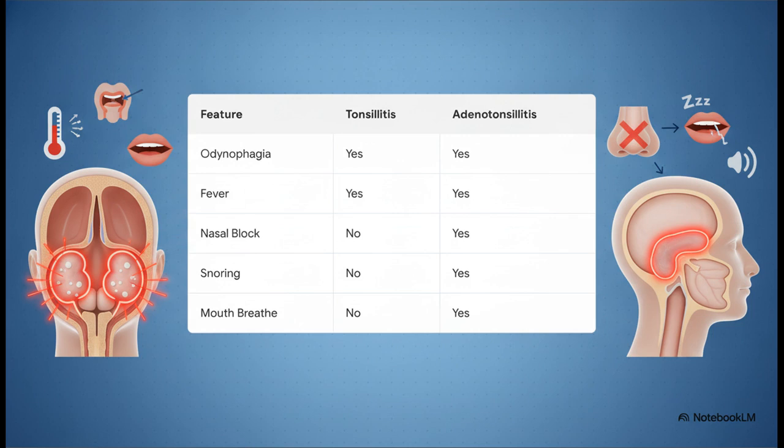But the moment adenotonsillitis kicks in, those upper inflamed tissues introduce a whole host of mechanical problems. It's like a sudden plumbing issue in the airway. On top of the standard sore throat, your patient is now going to present with nasal obstruction, rhinorrhea, constant mouth breathing, loud snoring, and that very distinct hyponasal speech.